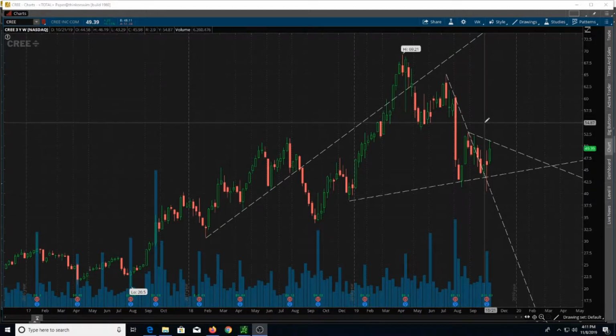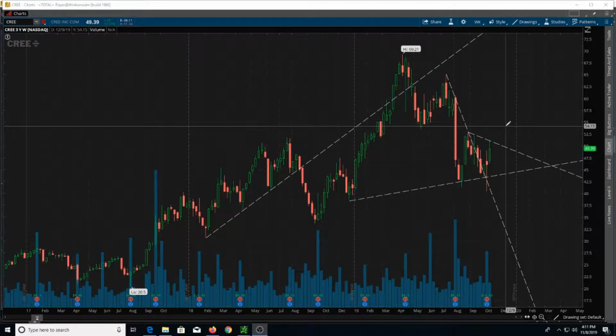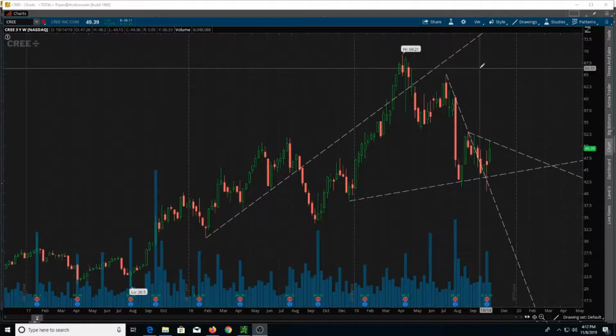But as you see, I've gone ahead and drawn in some trend lines here that I would think are relevant in this trade. I was using some of my scans to try to find a stock that would make a good covered call position. And I came across CREE, and I like it overall. I'm going to go over a couple of the different things about it right here.